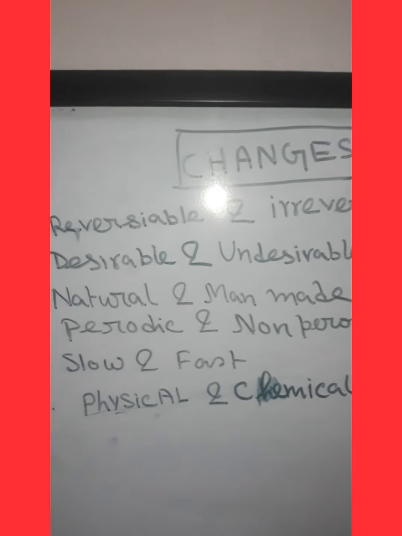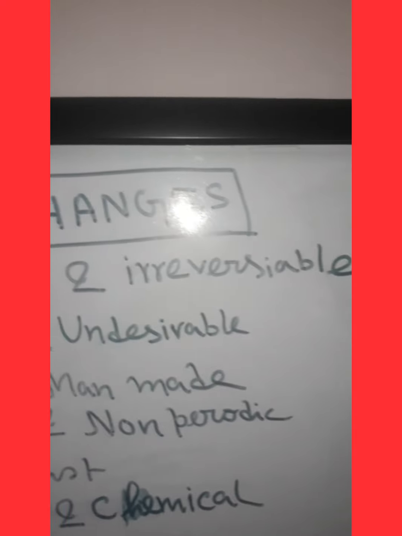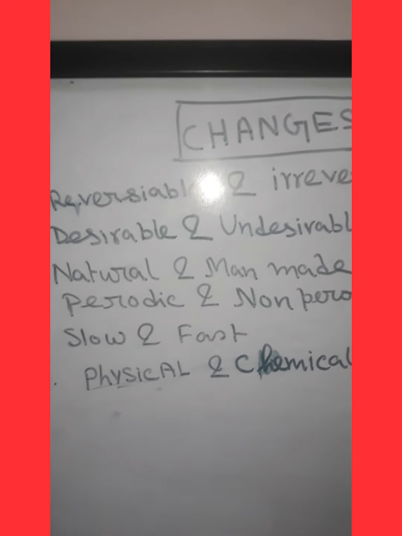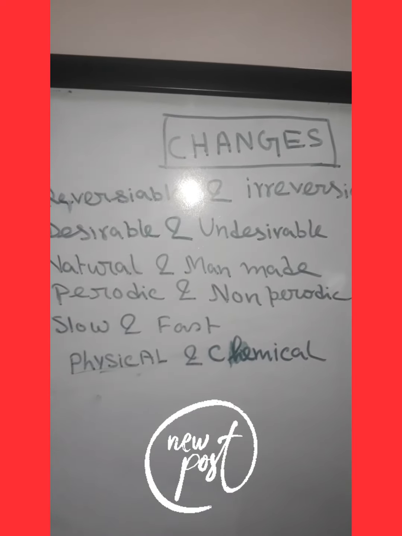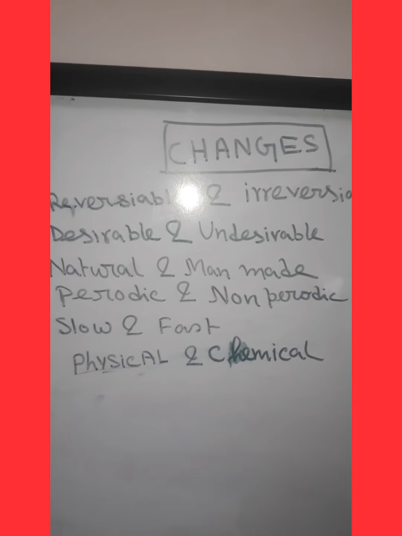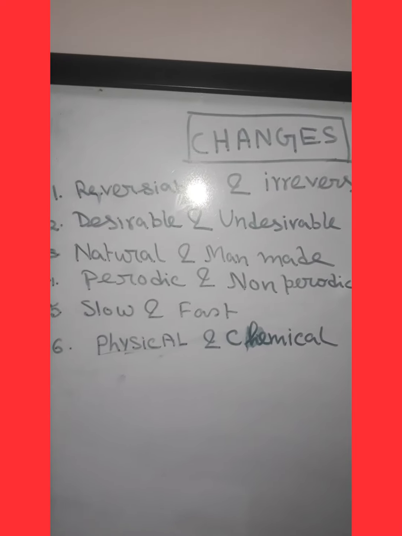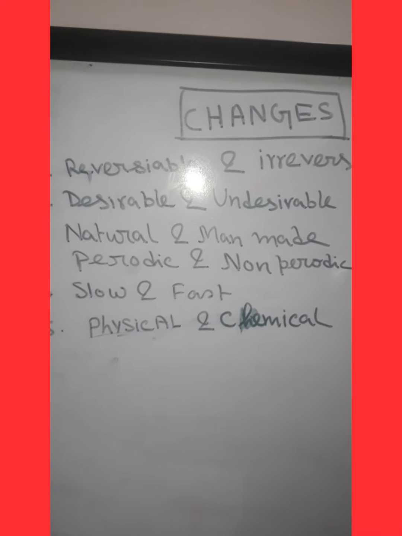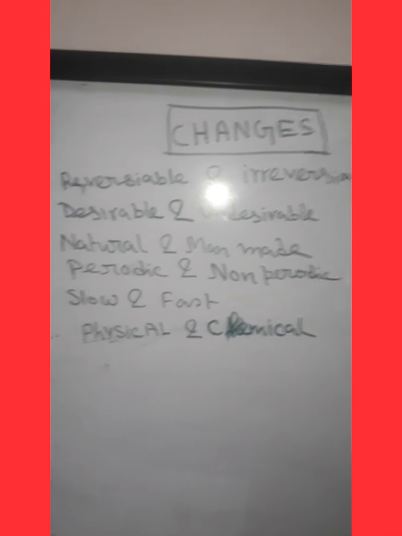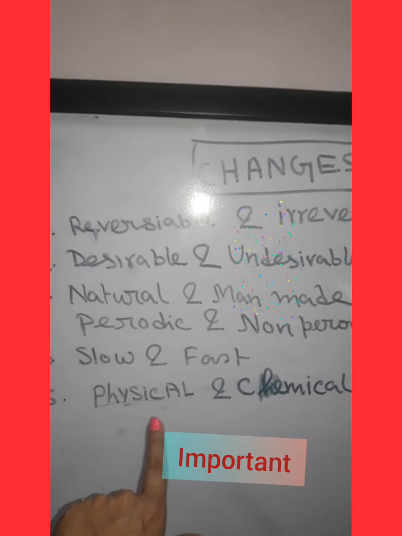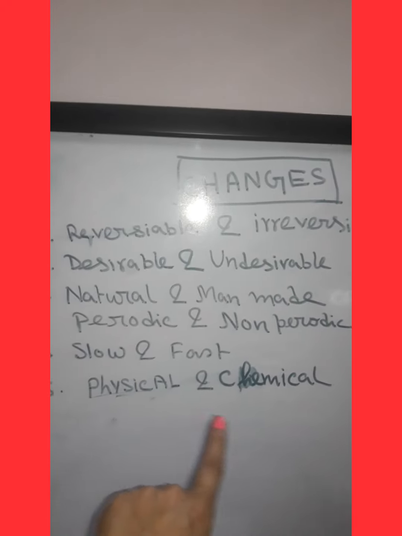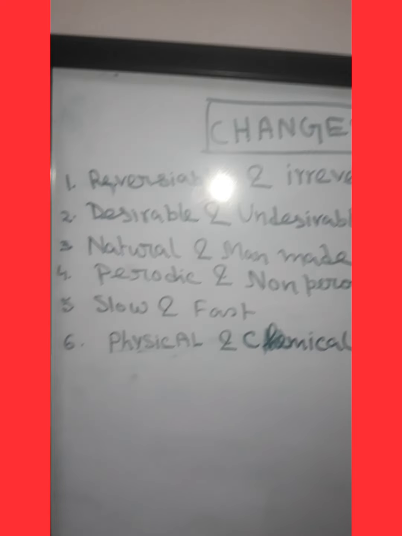Number one, reversible and irreversible change. Number two, desirable and undesirable change. Number three, natural and man-made change. Next, periodic and non-periodic change. Then slow and fast change, and at last, physical and chemical change. This is the most important for chemistry.